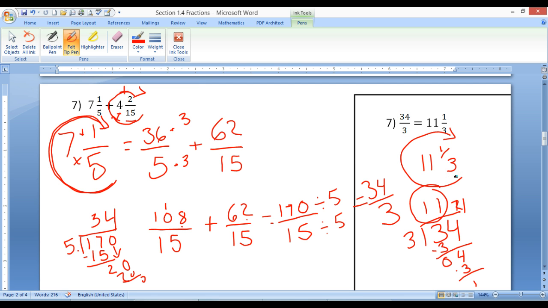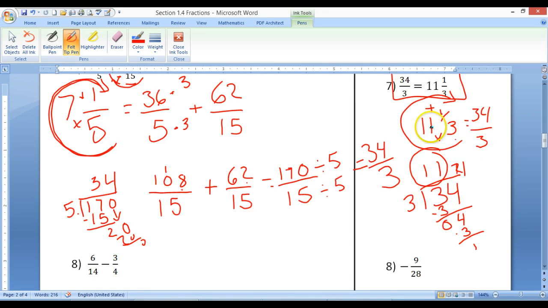3 times 11 is 33, plus 1 is 34, and you keep the denominator, which is 3, and it matches the same, so both of these are equal. 34 thirds is the same as 11 and 1/3. Okay, let's move to the next example.